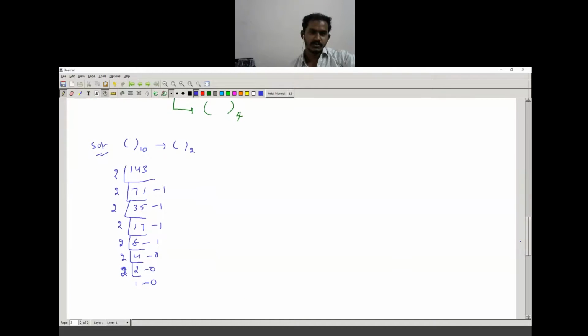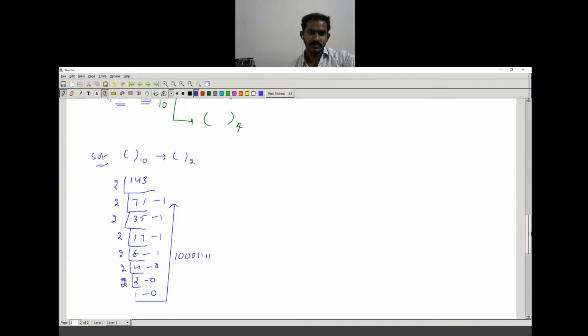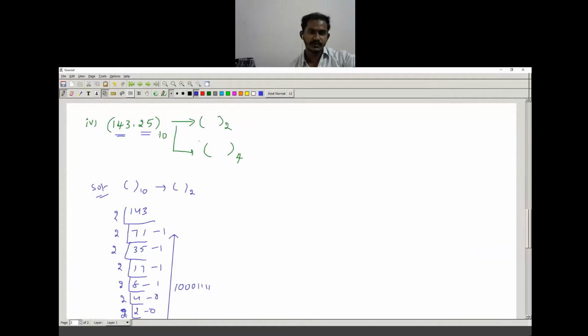What we need to do is take the reverse order for the integer part. What is the reverse order here? 1 triple 0, and 4 ones, that is 10001111. So it is the integer part, and we also need to get the fraction part. The given fraction part is what?